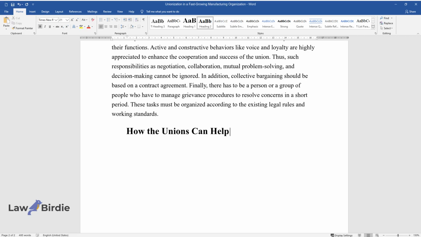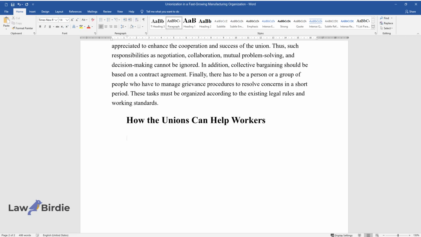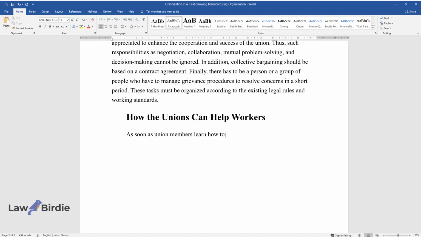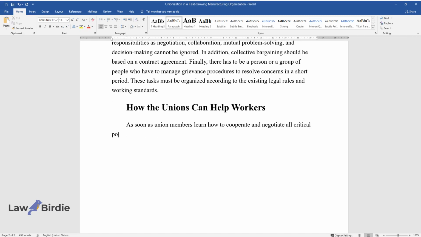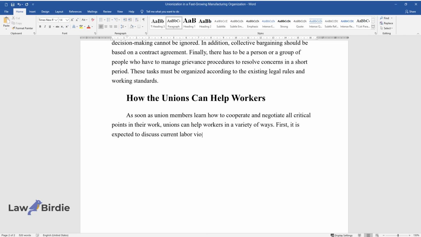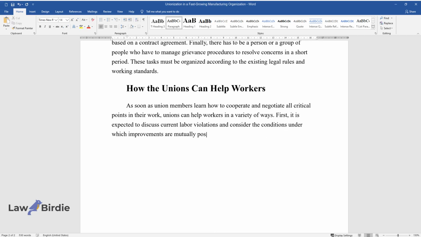How the unions can help workers. As soon as union members learn how to cooperate and negotiate all critical points in their work, unions can help workers in a variety of ways. First, it is expected to discuss current labor violations and consider the conditions under which improvements are mutually possible.